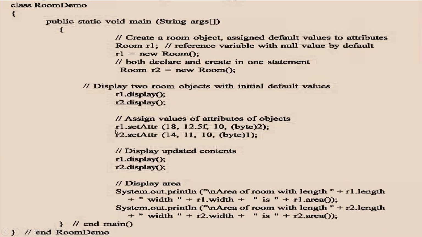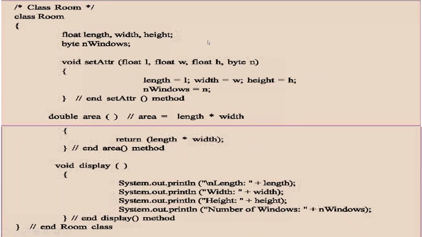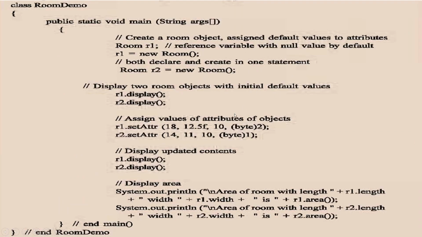Now what we are doing is we are using R1.set attribute. As you know, the set attribute method requires 4 parameters. So we should write 4 values in the bracket. First we are writing 18, that will be length, 12.5, that will be width, 10, that would be height, and 2, that is number of windows. But there are three things to understand.